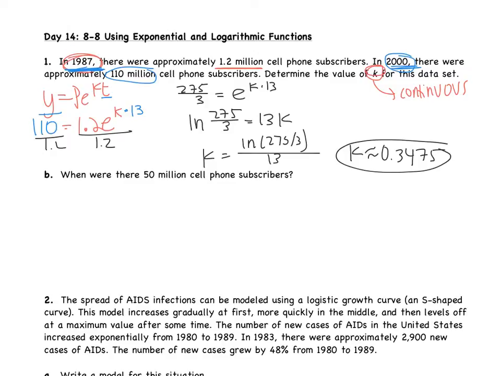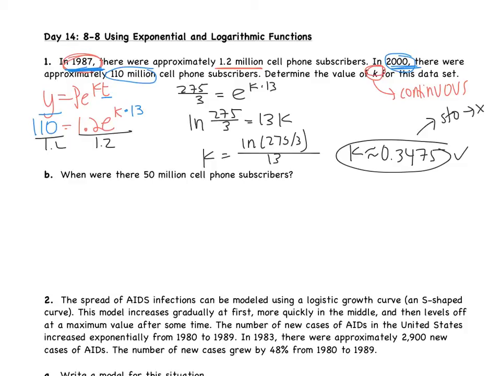Okay, does this make sense? Well, k is positive, which means that this is a growth equation, which should make sense. We started out with 1.2 million and we grew all the way to 110 million. So this checks out.